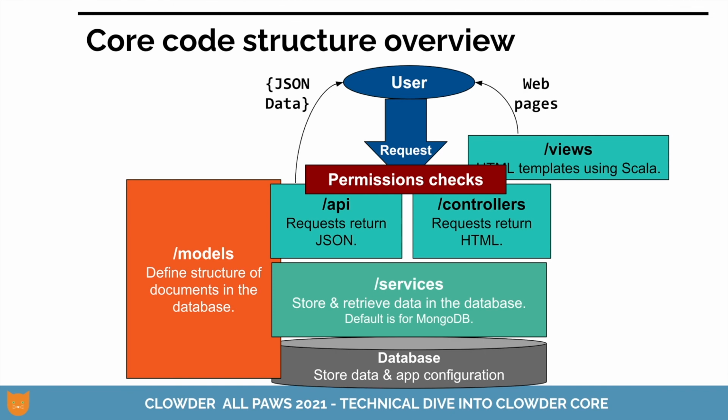And that's pretty much it. Here's a recap diagram of what we started with. We've seen examples of files in the API, the controllers, the views, services, and models. And we've seen specific examples of how some of those services can be integrated or changed.